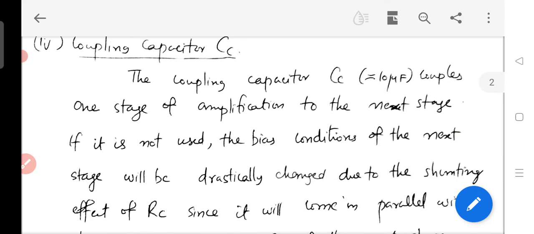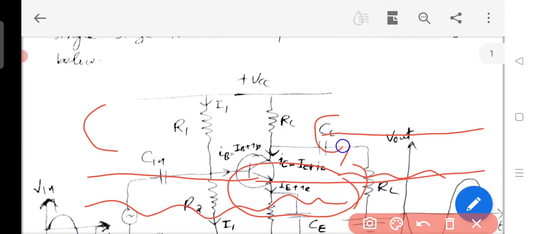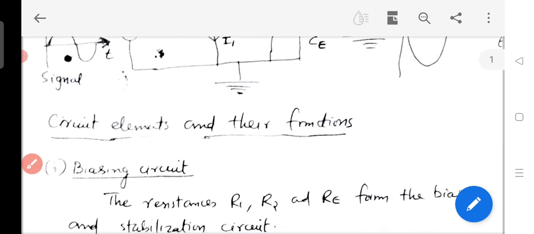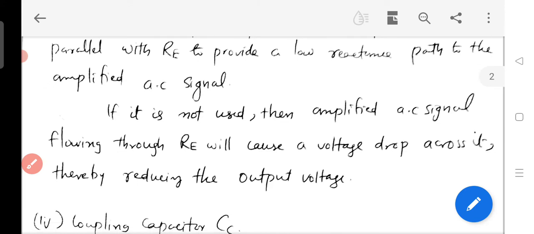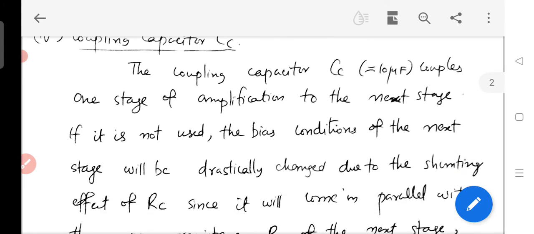Now the coupling capacitor. The coupling capacitor is here. The coupling capacitor couples one stage of amplification to the next stage.